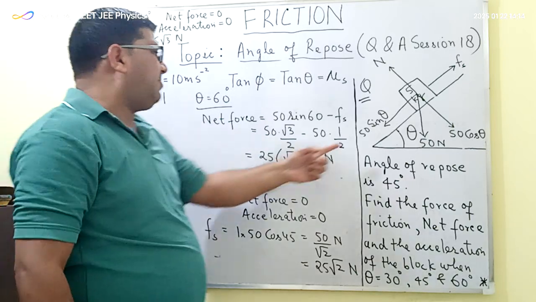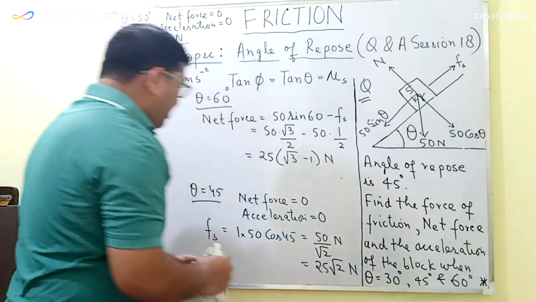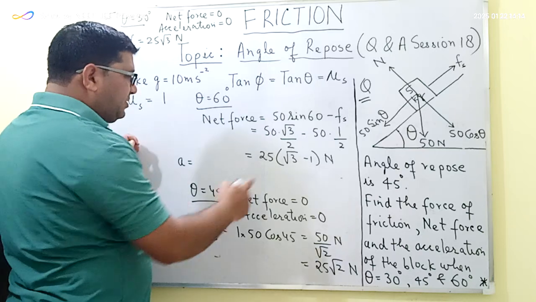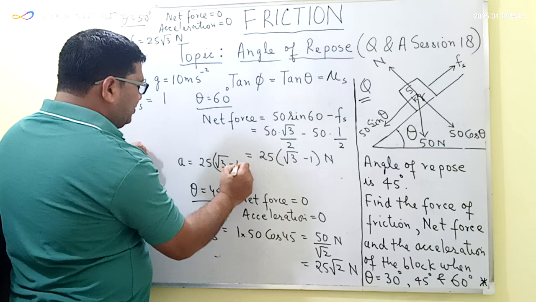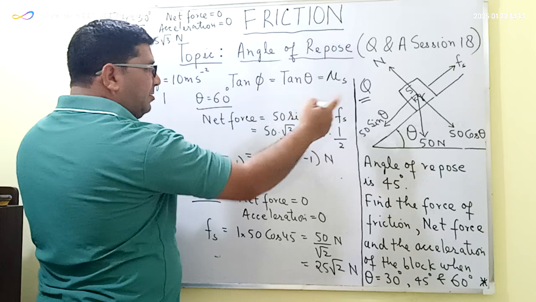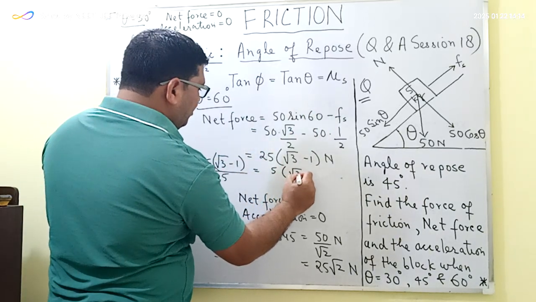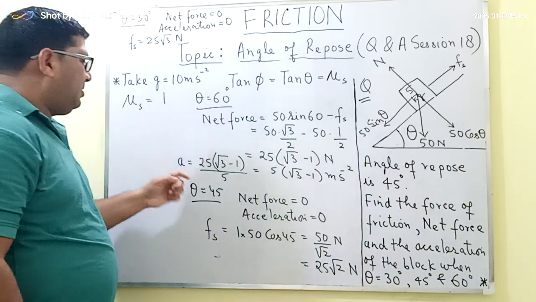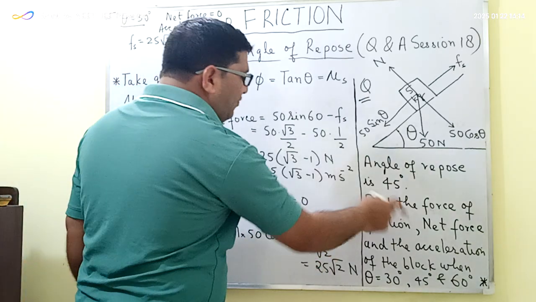So this is the net force which will be acting on this block, and because of this net force there will be an acceleration also. The acceleration is equal to force upon mass. So this is the net force, 25 root 3 minus 1, divided by 5, where 5 is the mass of this block. So the acceleration will be equal to 5 root 3 minus 1 meter per second square. So the net force is calculated and we have also calculated the acceleration. Now we have to calculate the force of friction.